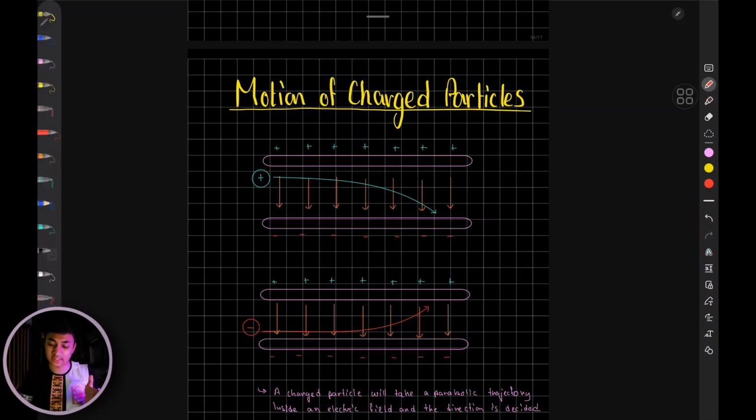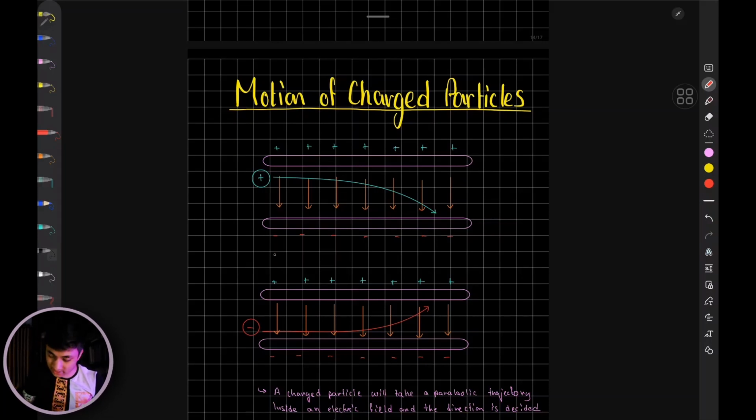Now, under these circumstances, let's say you have a positive charge of any amount and you release it from over here. As it passes through the space between the plates, it's going to feel an electric force due to the field lines between the plates. Now, notice the trajectory of the charge is a parabola.